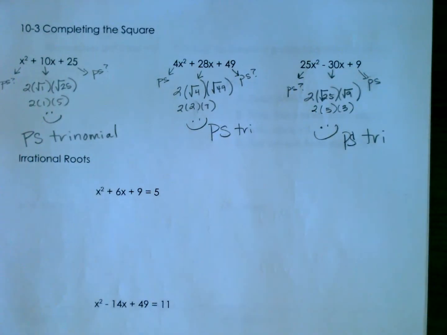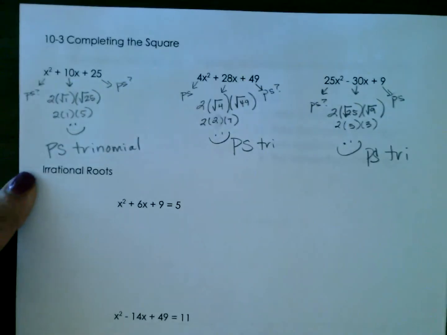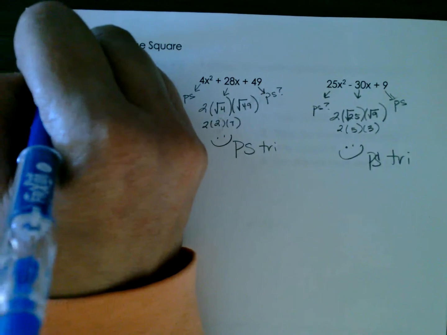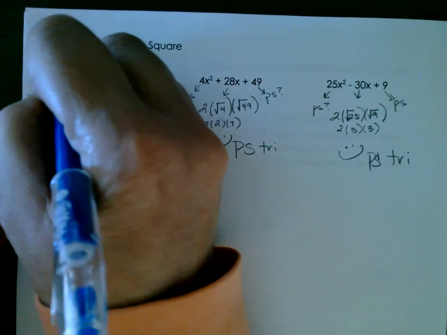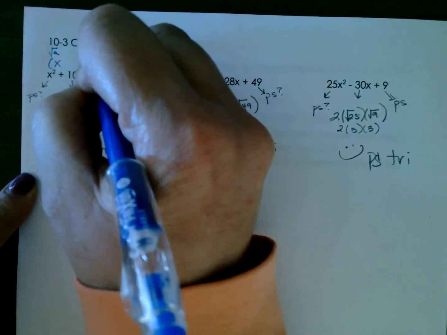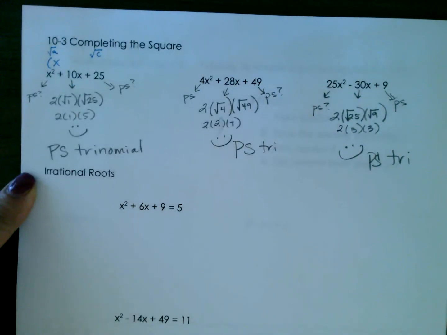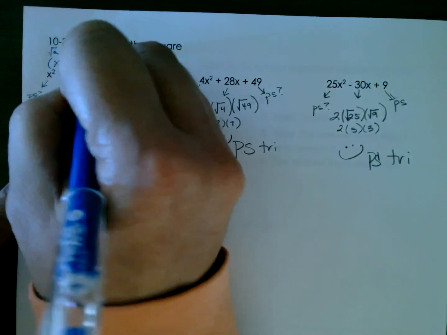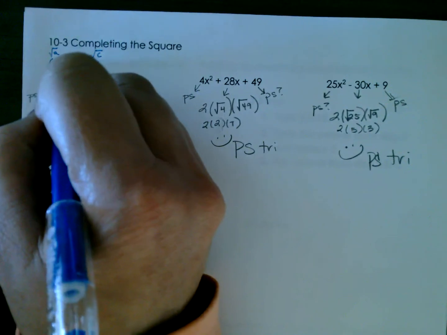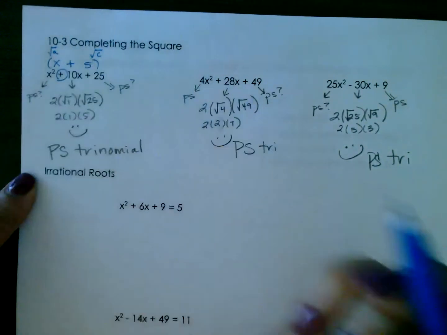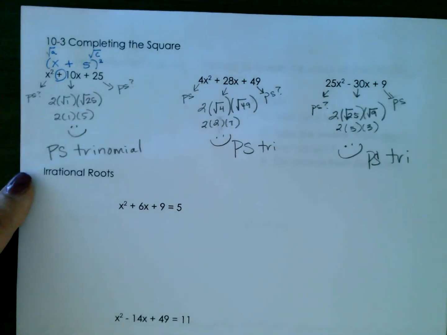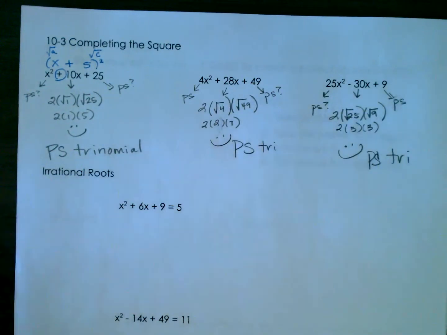Now, thinking back, we first figured out we had perfect square trinomials. Factoring them should be pretty straightforward. You will take the square root of the A term, so I would have x. Take the square root of the C term, which is 5, and then the sign that's in front of B. So it would be x plus 5 squared, or you could say x plus 5 times x plus 5.